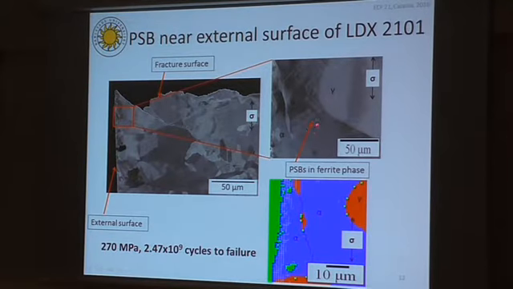which are mainly concentrated in the ferrite phase. This correlates with our observations of the external surface that I presented earlier. The slip bands are stopping at the austenite ferrite phase boundary, and they are approximately 45 degrees with respect to the loading direction of the specimen.